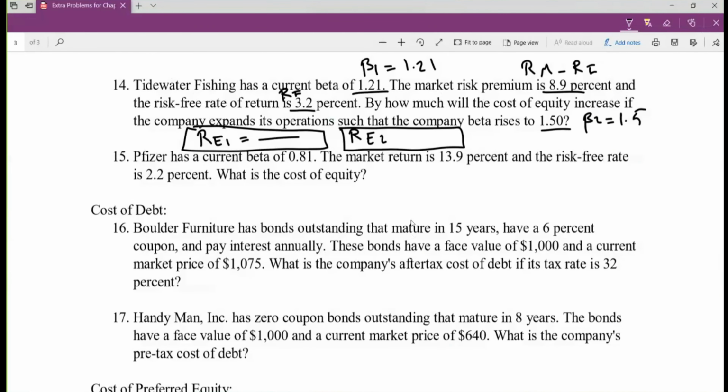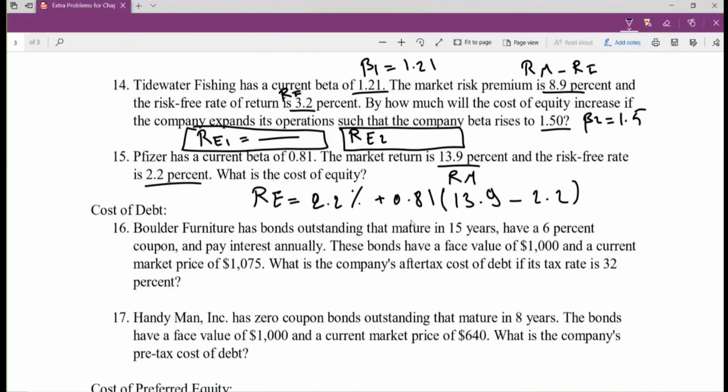Number 15, Pfizer has a current beta of 0.81. The market return, this is RM, is 13.9. The risk-free rate is 2.2%. What's the cost of equity? So again, a direct application. Here I will have RE equals 2.2% RF plus 0.81 beta times, this time I have the market return. So this is 13.9 minus RF 2.2%. And the answer here is 11.68%.